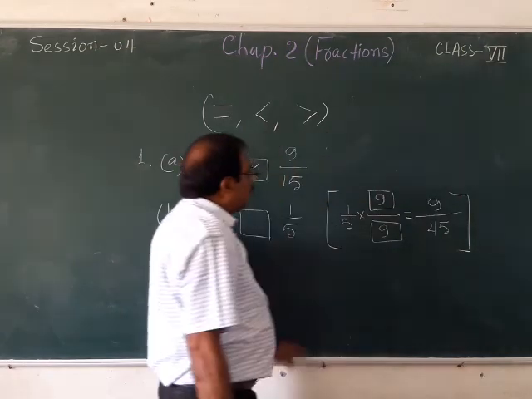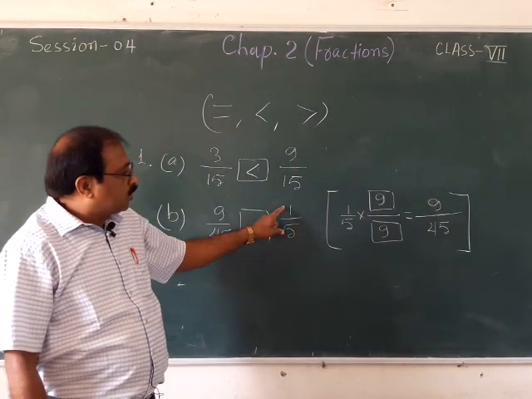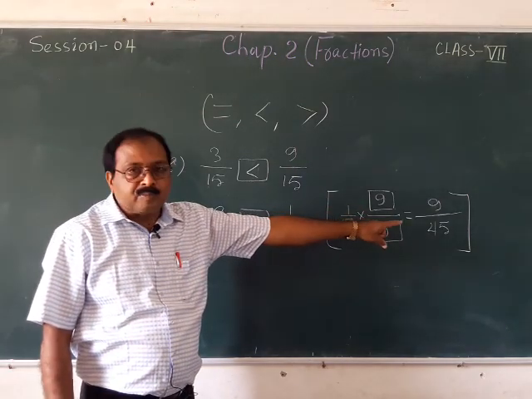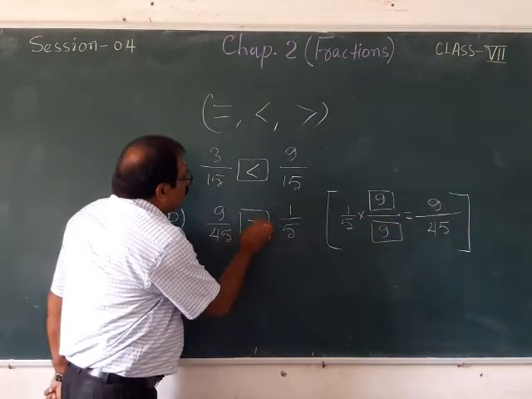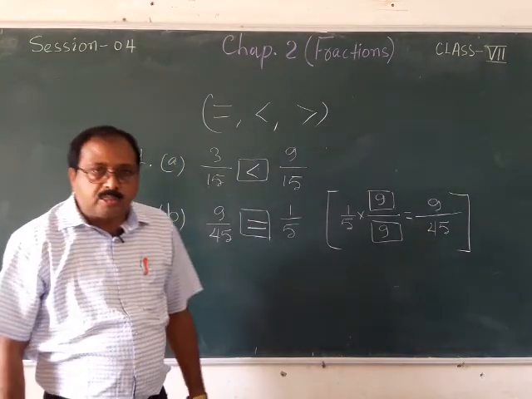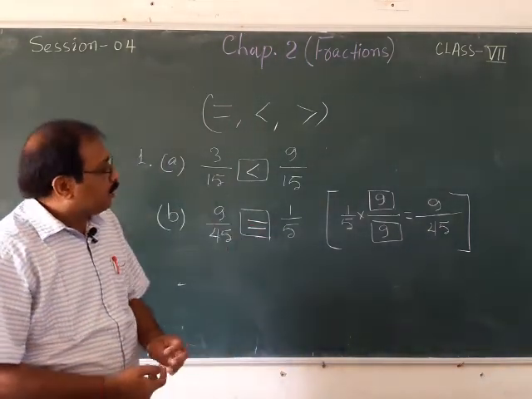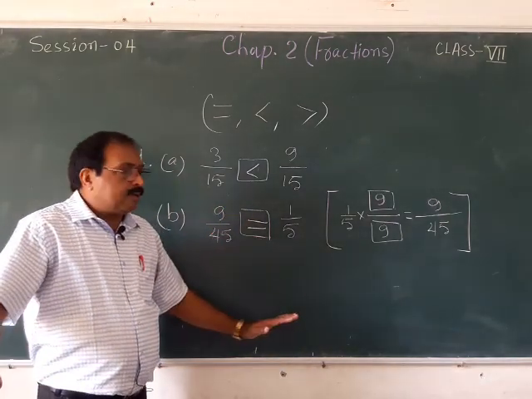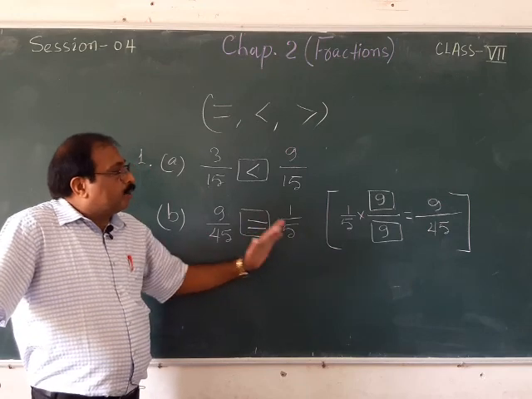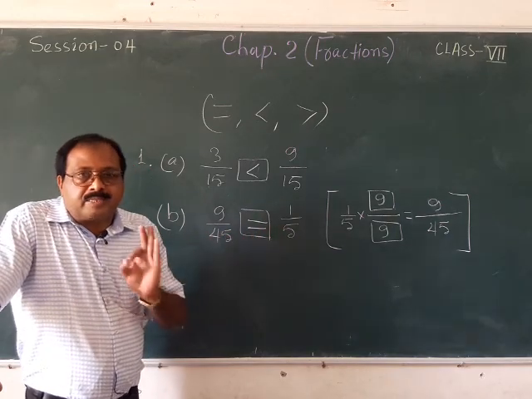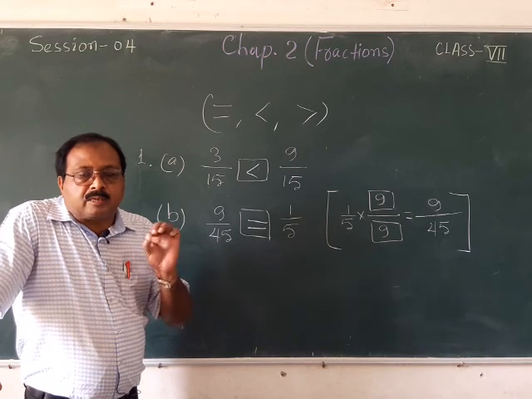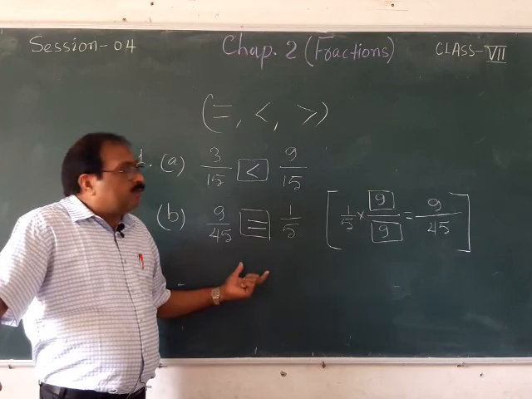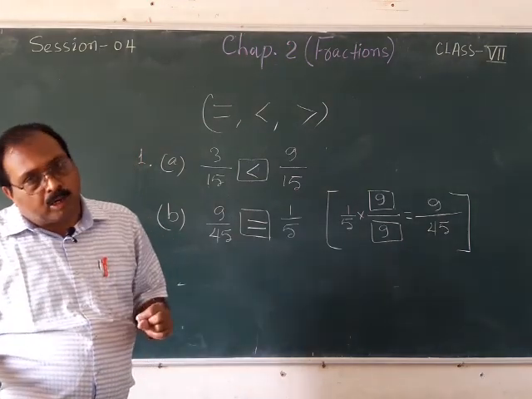It is coming 9 upon 45. That means if you change this into a like fraction, you can see that its value is 9 upon 45. That means both the fractions are equal to each other. So this was the tip which I have given you to understand which fraction is bigger or which is smaller. First tip is that you first try to change the given fractions into like fractions, then it is easy to identify which is bigger and which is smaller fraction.